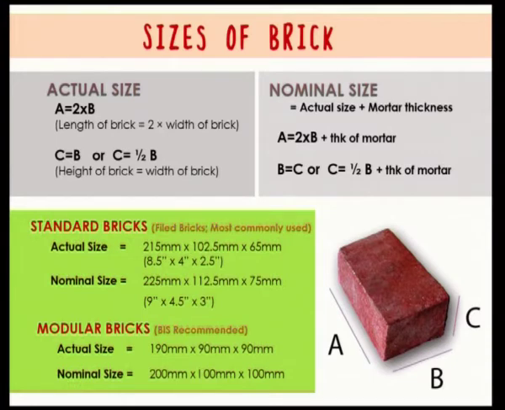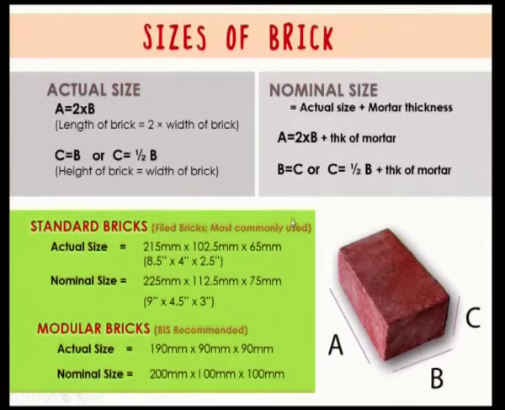Now, actual size, for example, you see a brick here. Let's take the length of the brick as A, the width as B, and the depth of the brick, or the thickness of the brick, as C. So, whatever A, B and C is, that is the actual size of the brick. When it comes to the nominal size, you include the mortar thickness. So, nominal size becomes A plus mortar thickness, B plus mortar thickness and C plus mortar thickness.